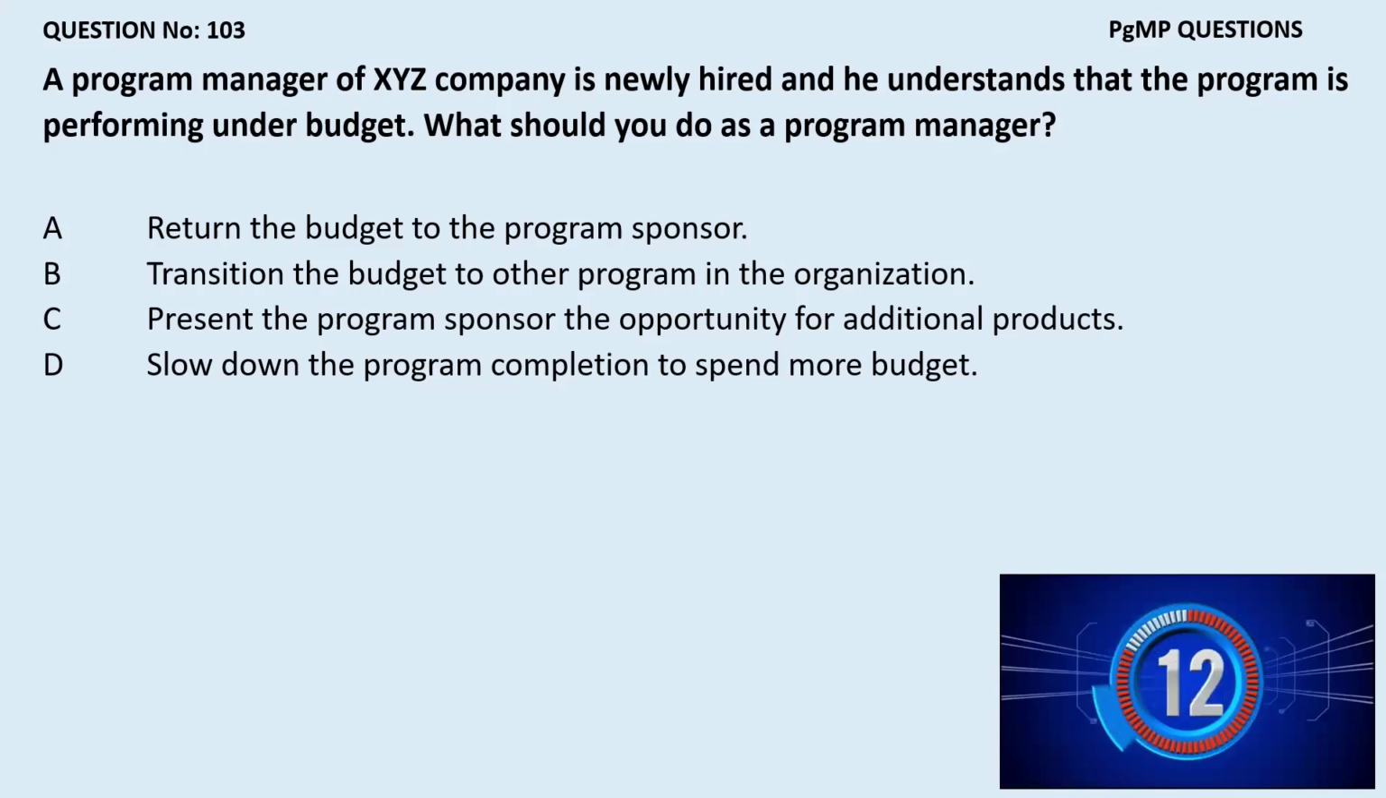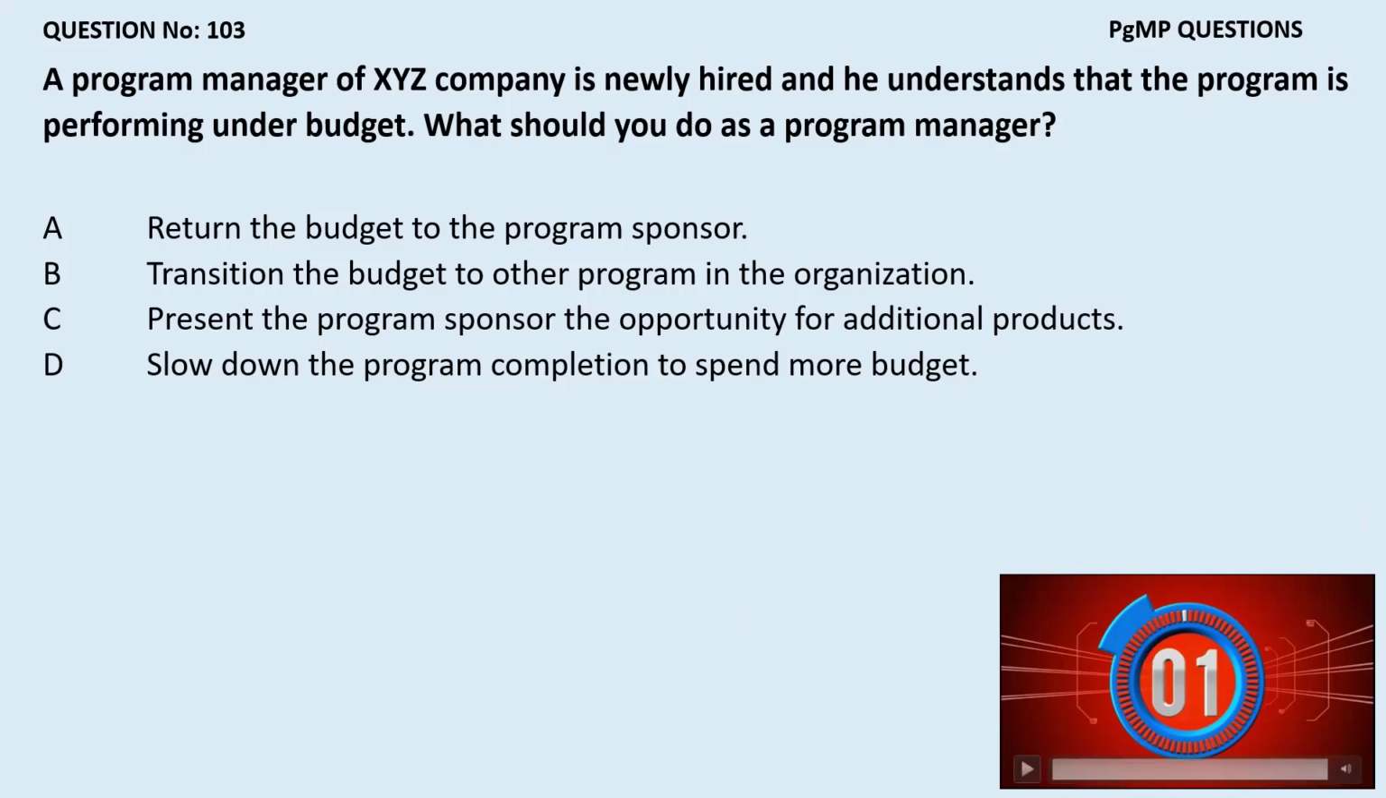Mr. Emery, you cannot transition the budget to another program. The budget has to be closed. In the program lifecycle, we are doing two closures: budget closure and financial closure, procurement closure, and three transitions: resource, risk, and procurement information. But as a general principle, I am performing under budget, and before I close the program, I should present the sponsor with the opportunity for additional products. So this is a straightforward question, also in your mock. This is very important. C is the correct answer in 103.